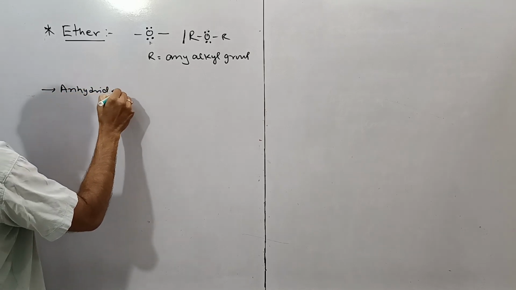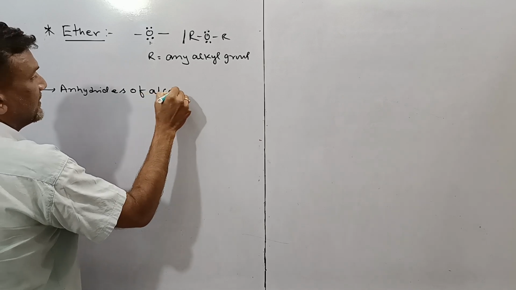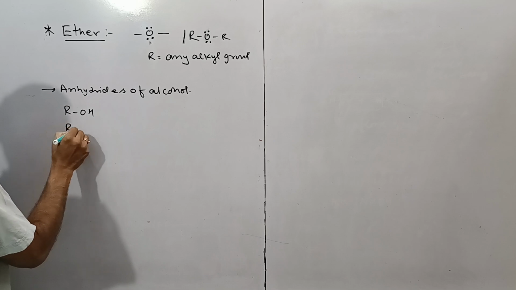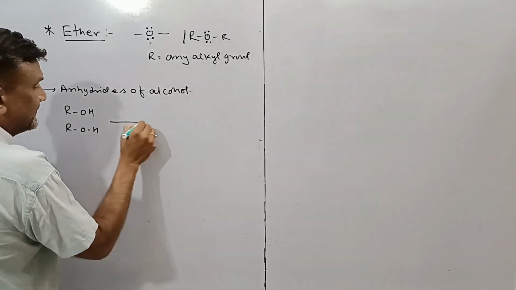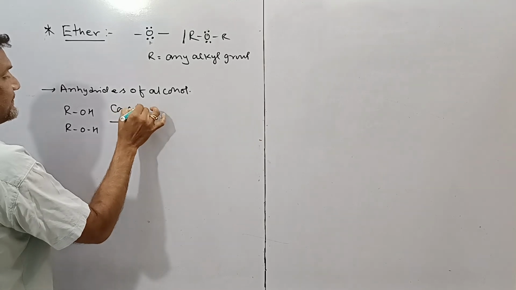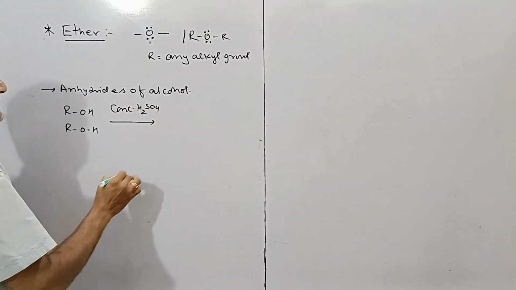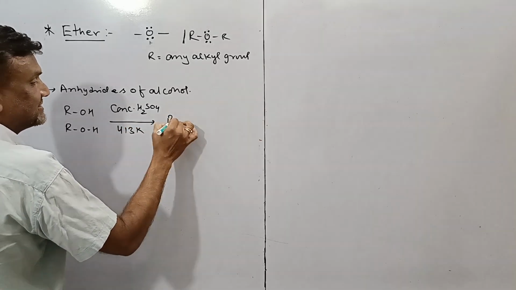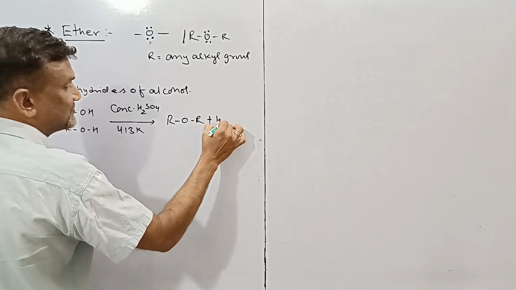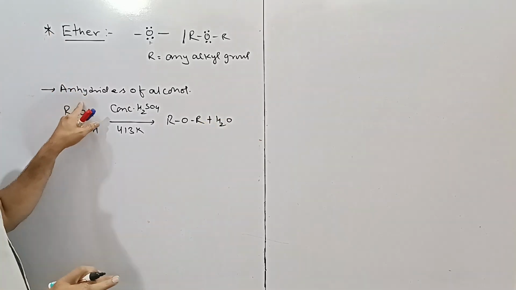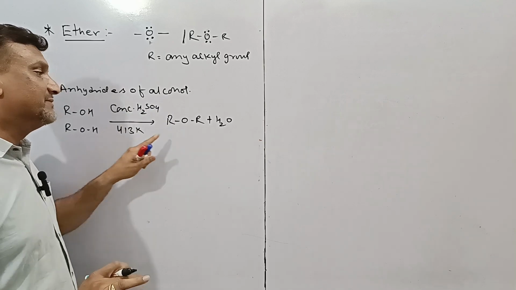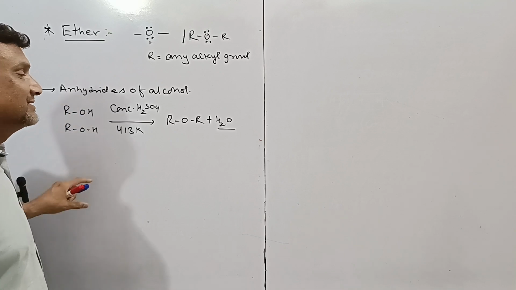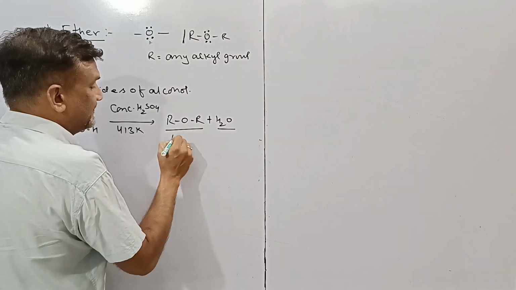Ethers are known as anhydride of alcohol. An means separation, hydride means water molecule. If suppose there are two alcohol molecules in the presence of concentrated H2SO4, as we have discussed, it's the best dehydrating agent, then at a temperature of 413 Kelvin, it will change into ROR and H2O. So ethers are known as anhydrides of alcohol, which means removal of the water molecule from the alcohol. That's why there is formation of anhydride of alcohol, which is known as ether.